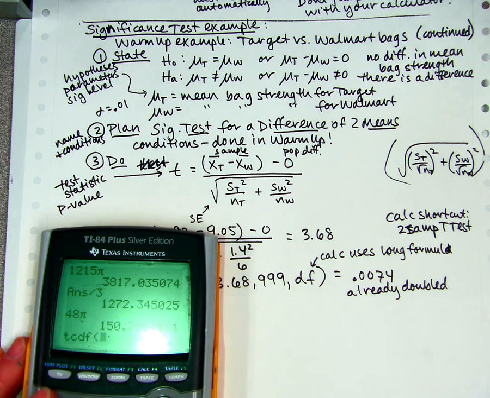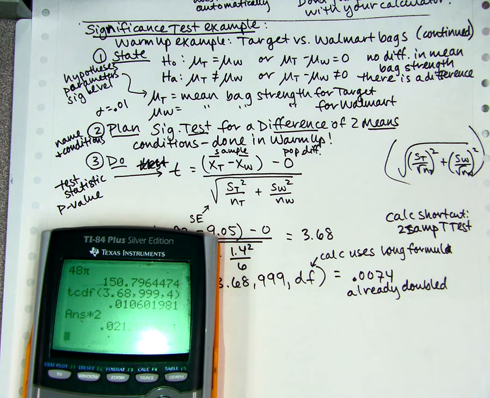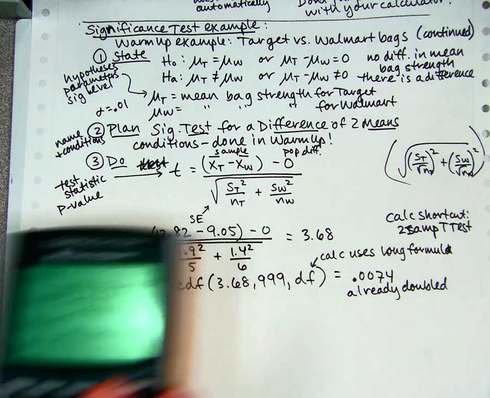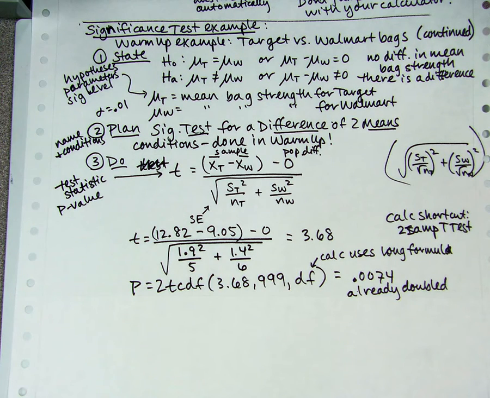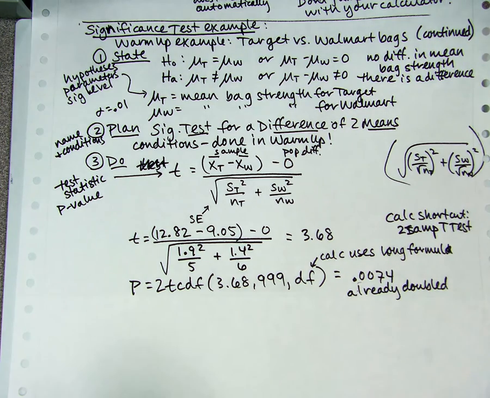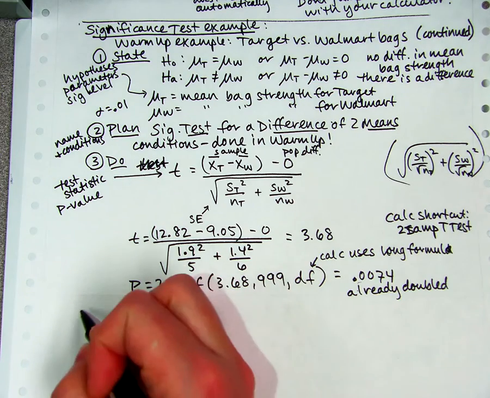TCDF of 3.68 and 999. And if you use the conservative DF, that's 4. And I still would have to double this. And I get 0.0212, which is different. Still going to be a reject. So that's interesting that it's a lot more different than I thought it was going to be. But that's okay. Anyway, already doubled. I prefer the calculator shortcut. I'll just say it that way.